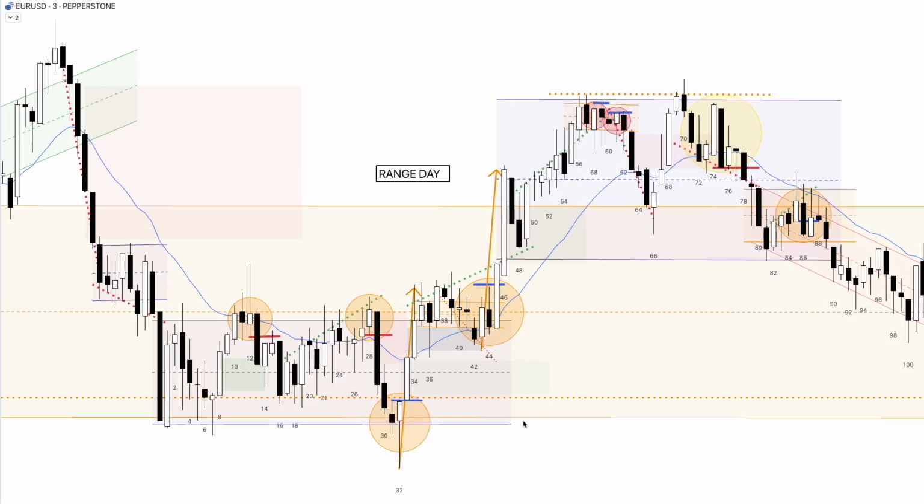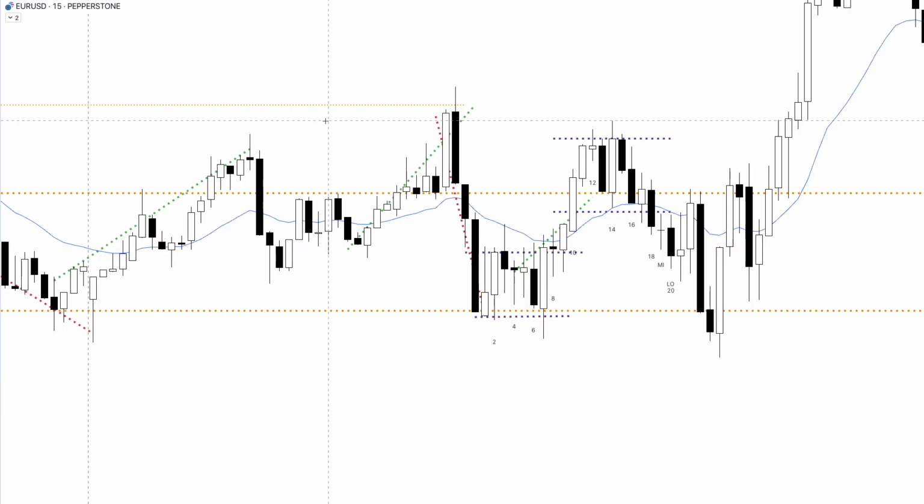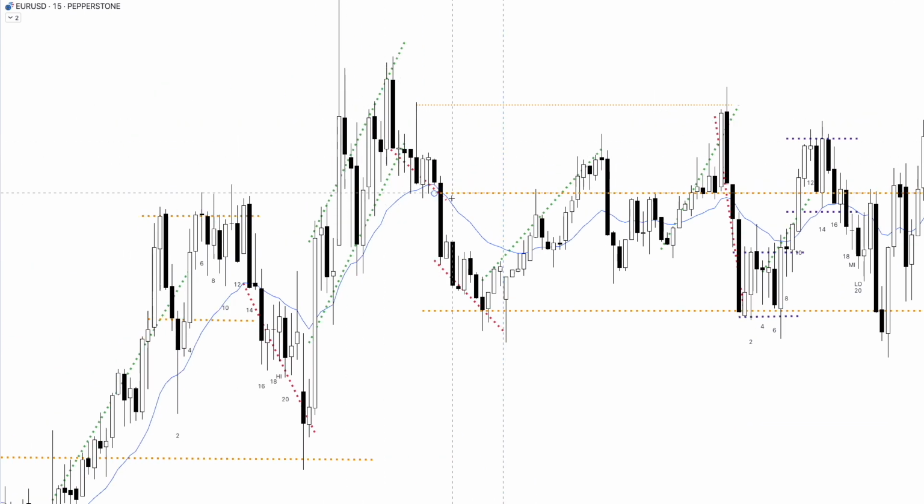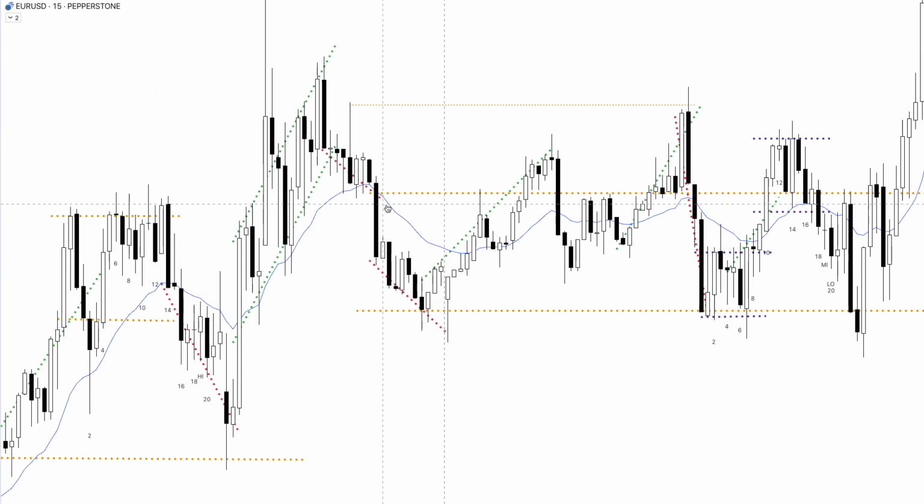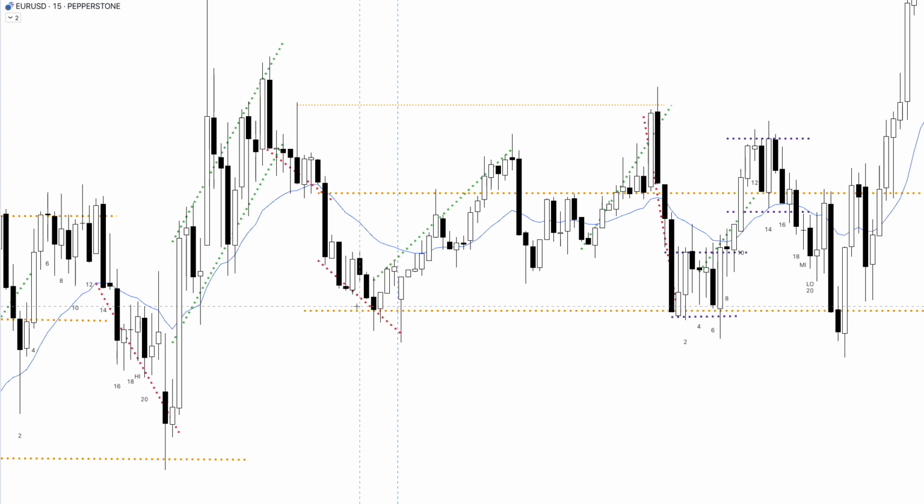Hello, this is the price action for yesterday, the EURUSD 3-minute chart. We had a range day. Let's go up to the 15-minute chart to see how this formed. So last week, at the end of the week, on Friday in the US session, we had this overshoot here.